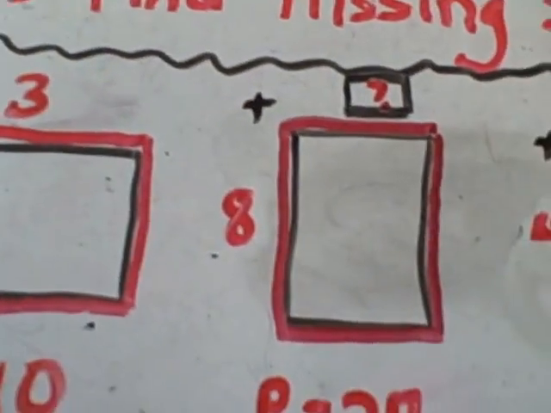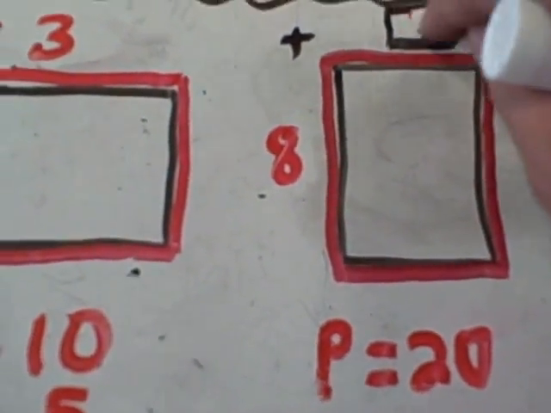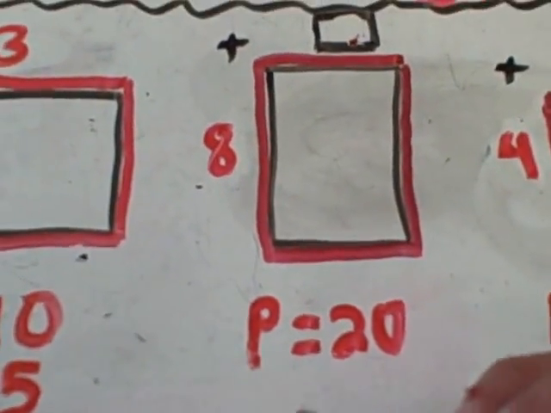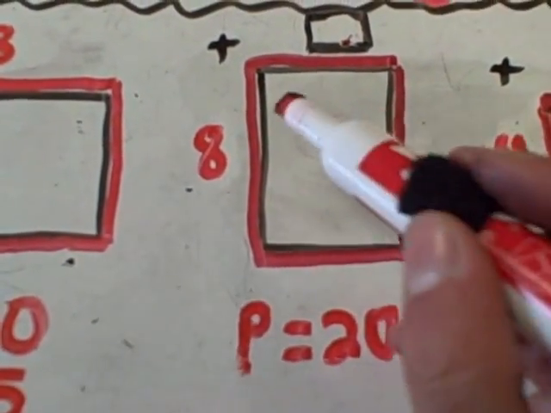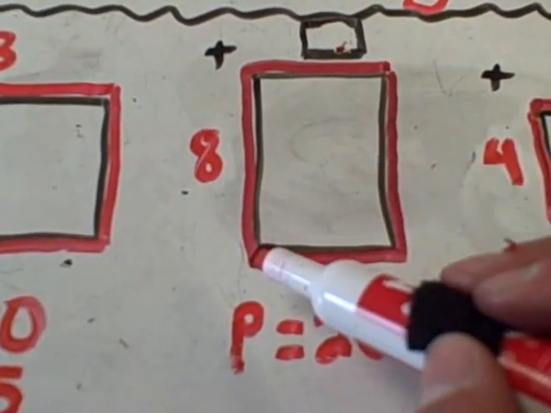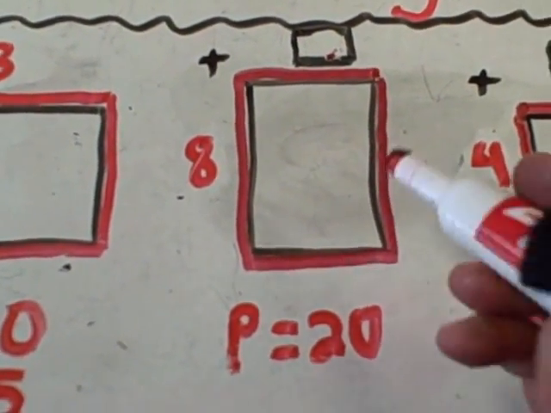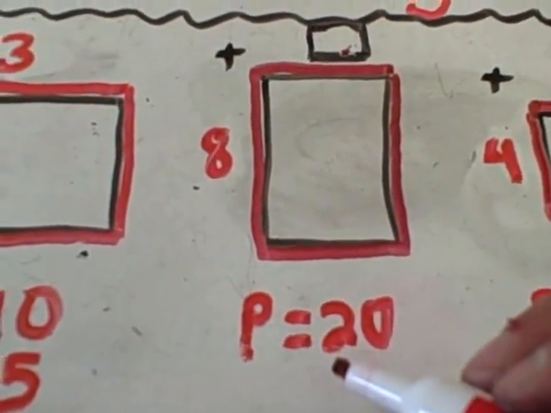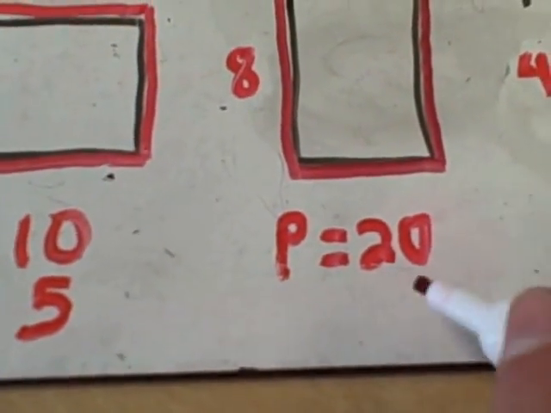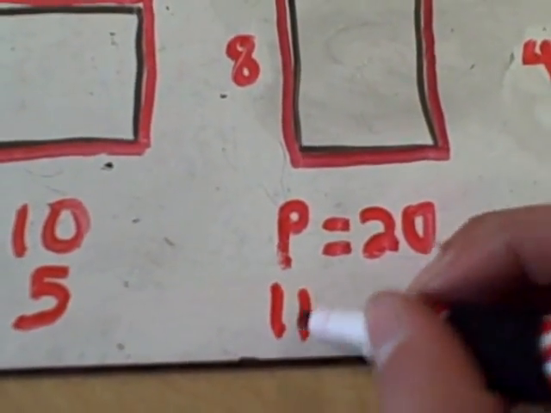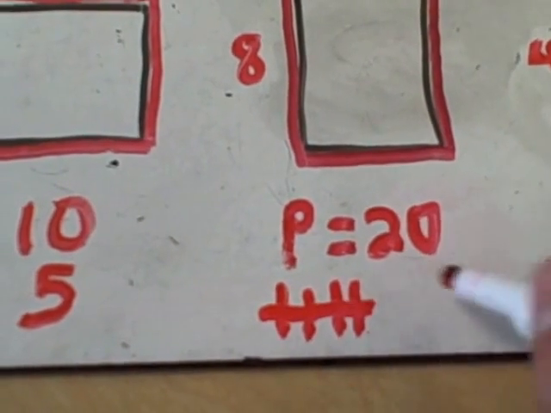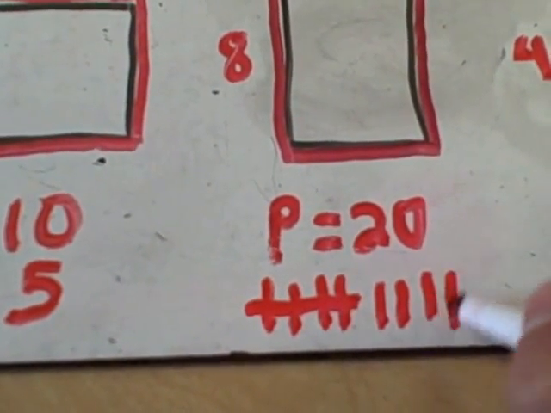Let's try another one. We're going to use the times 2, or the count by 2 trick, one more time. This rectangle has a perimeter of 20. The length is 8, and I don't know what the width is. So I'm going to count by 2's again. I'm going to use that times 2 trick until I get to 20. 2, 4, 6, 8, 10, 12, 14, 16, 18, 20.